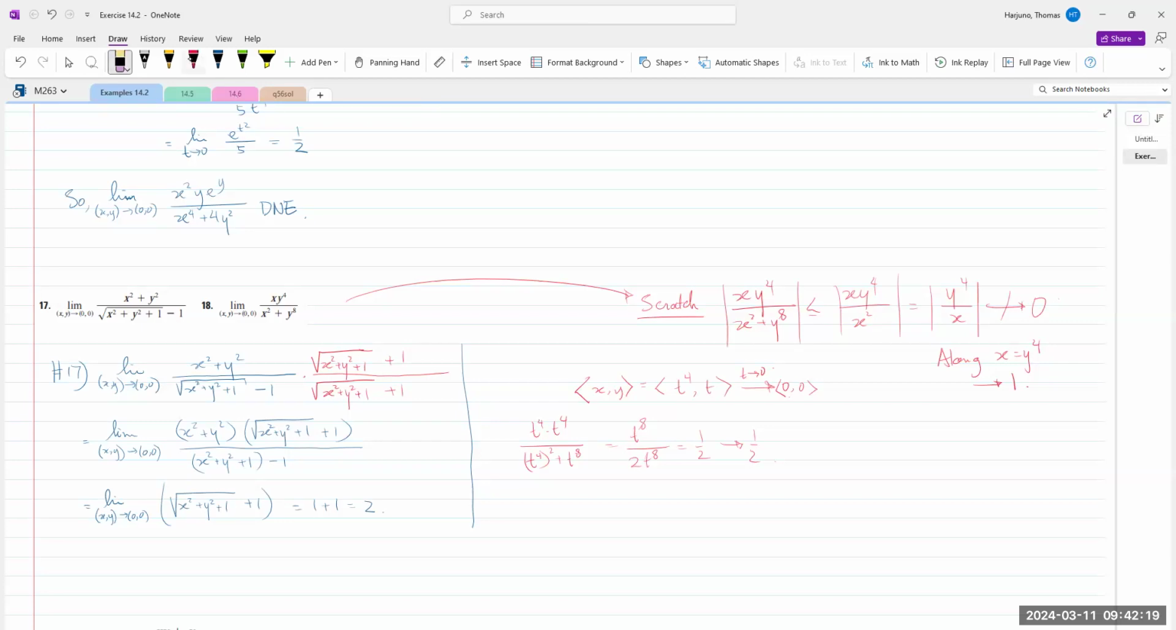Let's picture that first. In other words, if I go along the x-axis, the limit is 0. Along the y-axis, the limit is also 0. But when I go along x equals y to the fourth, if I go along this path here, the limit is actually 1/2. Now that's the scratch work, right? Now I'll show the formal work.